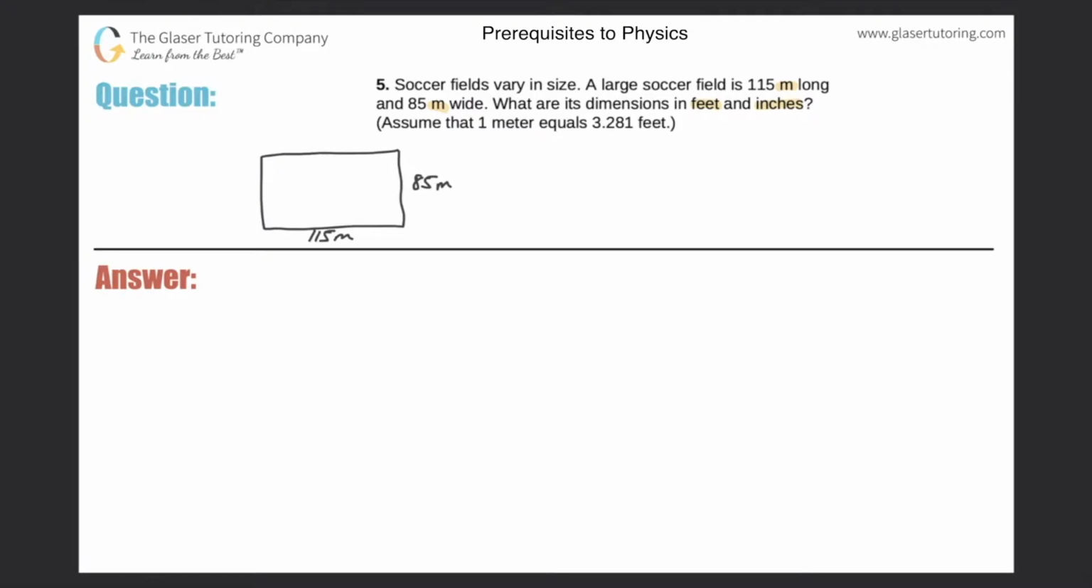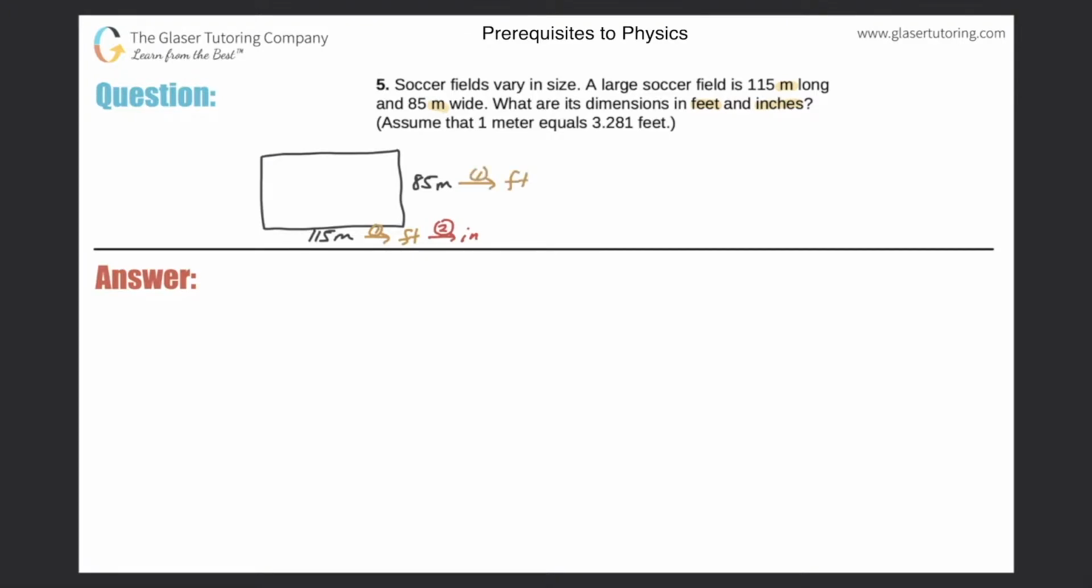So let me draw a little diagram here. So first we're going to convert it into feet, and then we're going to take that value and convert it into inches. So really this is a two-step process, the second step being feet to inches, and then the first step being meters to feet. So again, the width, we're going to take meters, turn it into feet.